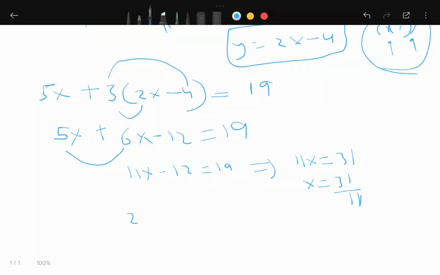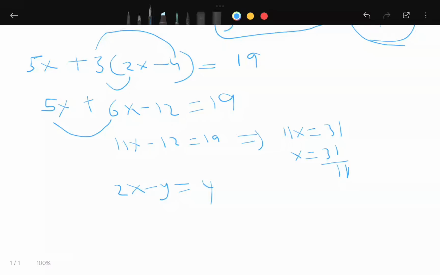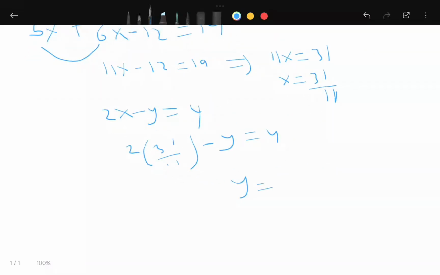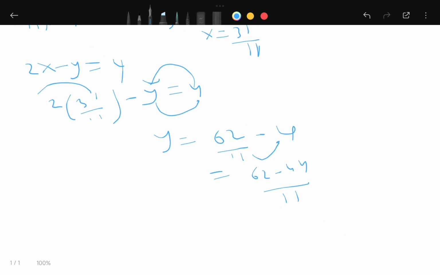Now let us solve for y. 2x minus y equals 4. 2 into 31 by 11 minus y equals 4. y equals 2 into 31 is 62 by 11. If you bring this side and bring this to the other side, it becomes minus 4. 62 minus 11 into 4, 44 by 11, which is 18 by 11.